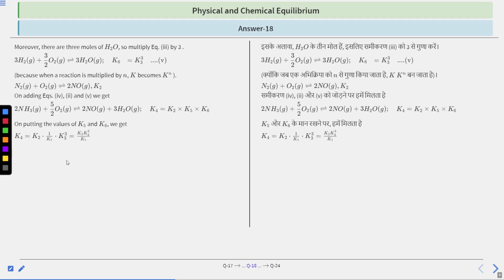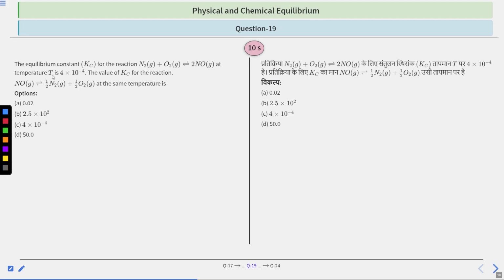Okay, let's move to question number 19. The equilibrium constant Kc for the reaction N2 plus O2 gives 2NO at temperature T is 4 into 10 to the power minus 4. We have the equilibrium constant for this reaction at this temperature, and we have to find the value of Kc for this reaction at the same temperature. Options are 0.02, 2.5 into 10 to the power 2, 4 into 10 to the power minus 4, or 50.